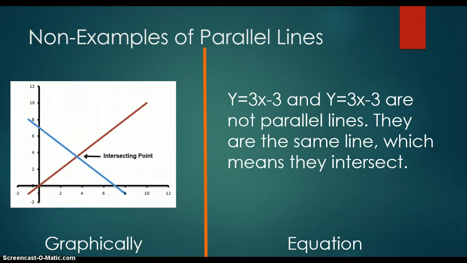Non-examples of parallel lines. Well, graphically, those 2 lines, the red one and the blue one, are not parallel because they have an intersecting point, which means they intersect. And in the equation, y equals 3x minus 3 and y equals 3x minus 3 are actually the same line, which means they intersect, so they can't be parallel.